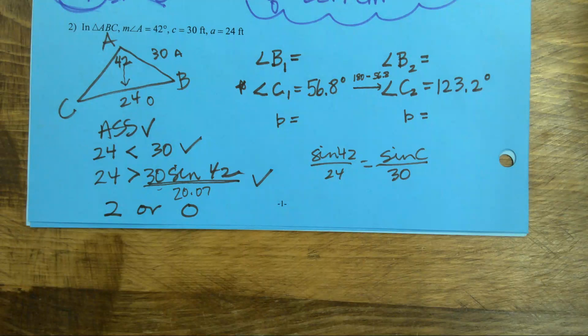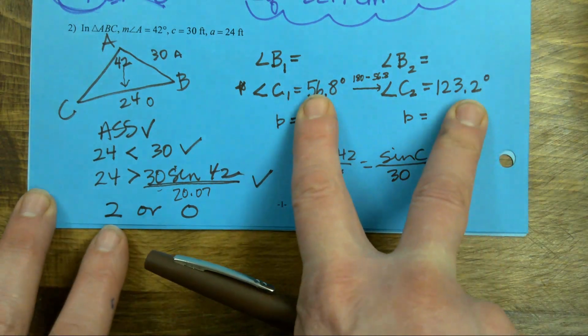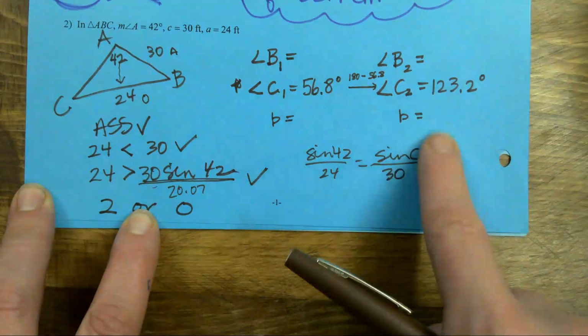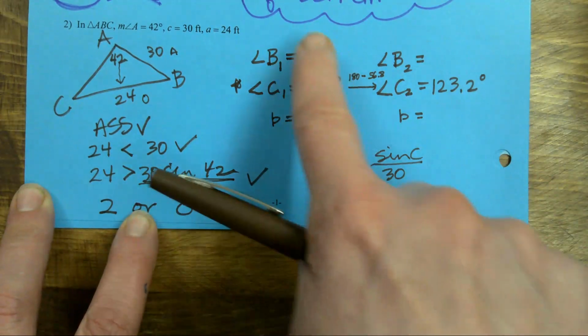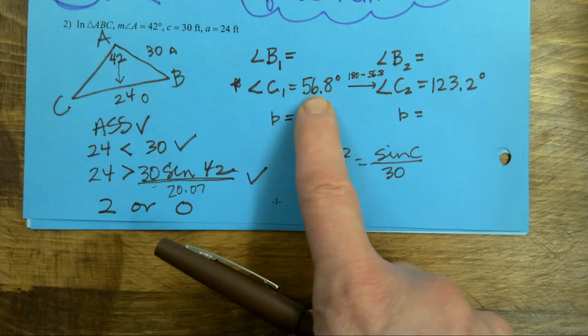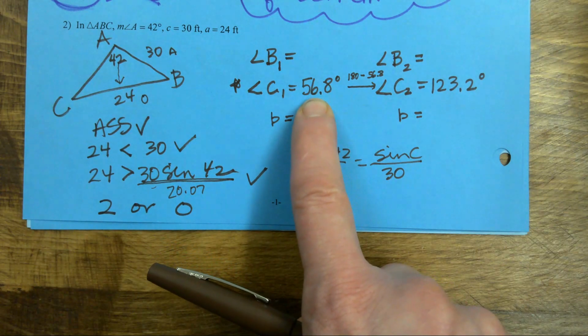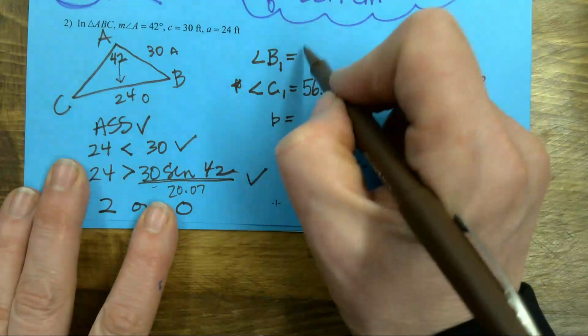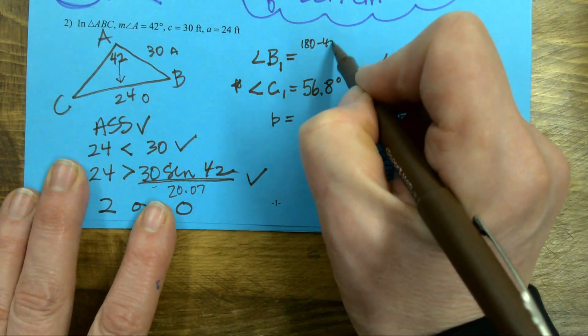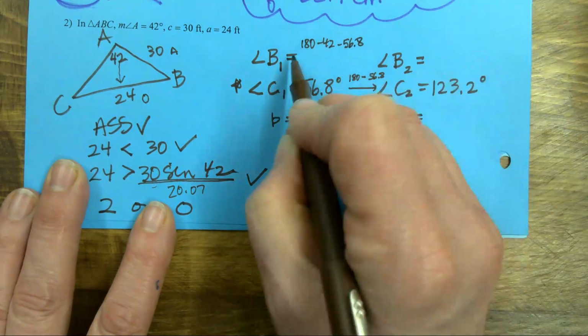Again, the first angle I can find is the troublemaker. It is the only thing that I'm going to have to mess with too much. It's going to give me my first quadrant answer. I have to find my second quadrant answer. Now, once I have those two figured out, I can finish the rest of the solving. So what is angle B if angle C is 56.8 degrees? We can do 180 minus 42 minus 56.8, and what do we get?